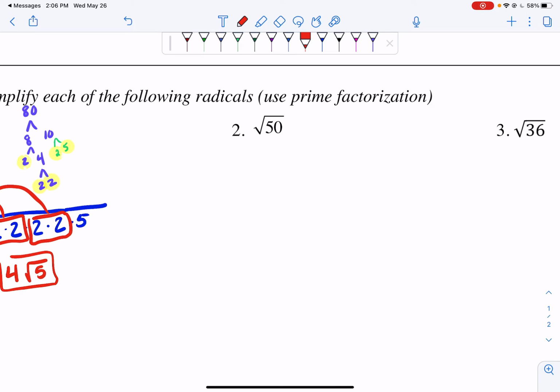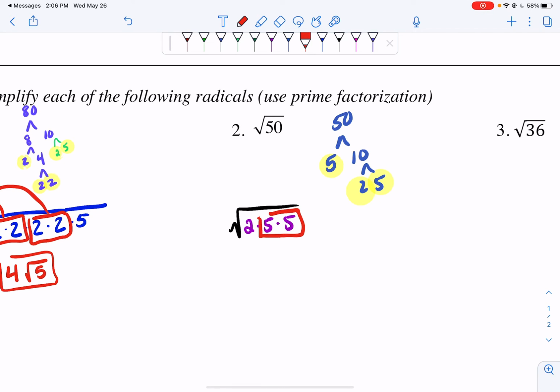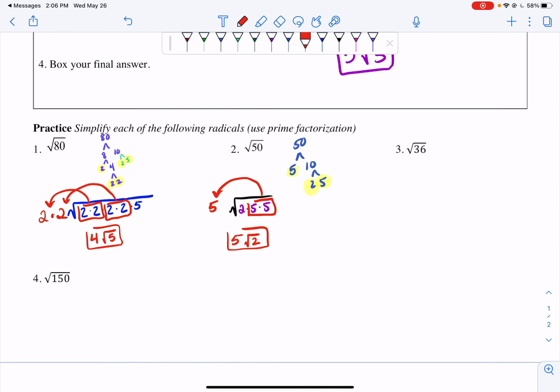Okay, so here's how I would approach. I would rewrite my 50, break it apart. I can break it apart into 5 and 10, and then I can break apart a 10 into 2 and 5. Highlight those primes, and if we look, I'm now going to draw a radical and put 2 5s and a 2 in it. Do I have any doubles? Yes, I do. I've got a double 5, so that becomes a single on the outside. So my final answer is 5 radical 2. And that's it.